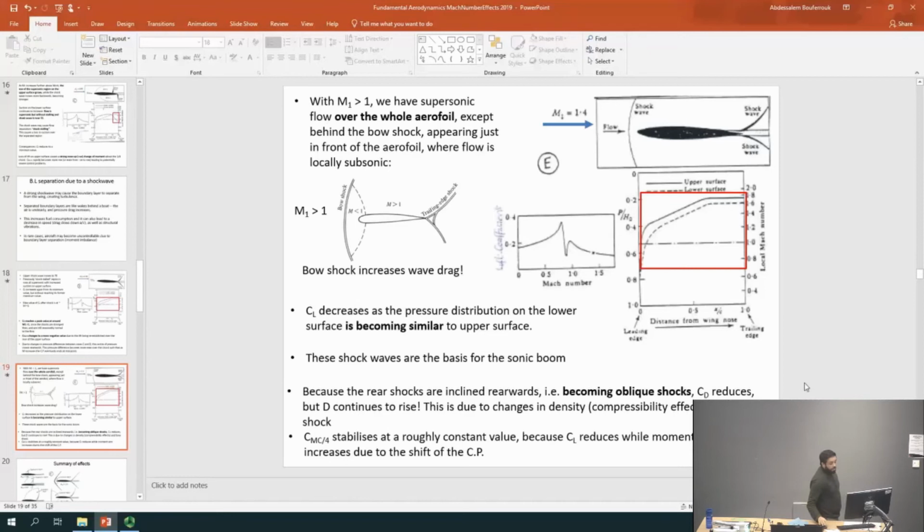In terms of the pitching moment, apparently at around this Mach number it reaches a constant value again. But of course, you can see the lift is decreasing continuously as we go to higher Mach numbers above 1. So I would say these are the main changes that you might see as you increase the Mach number.